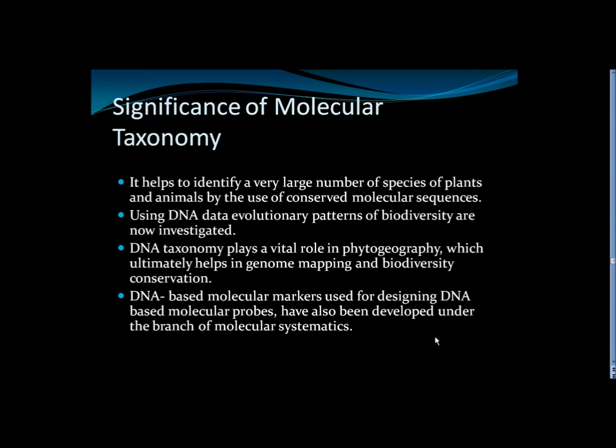Significance of molecular taxonomy. Molecular taxonomy helps to identify a very large number of species of plants and animals by the use of conserved molecular sequences. It uses DNA data to reveal evolutionary patterns of biodiversity. DNA taxonomy plays a very vital role in phytogeography, which ultimately helps in genome mapping and biodiversity conservation. DNA based molecular markers used for designing DNA based molecular probes have also been developed under the branch of molecular systematics.